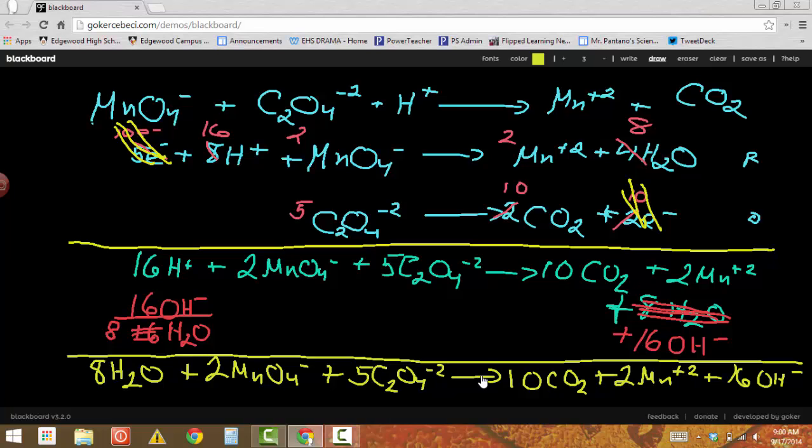Now it doesn't look right because, well, this reaction can't happen in base. Permanganate can't turn into Mn plus 2. If it's in base, it turns into MnO2, and it would give a different equation. But that's how it's done. So pretty straightforward. Just a reminder, go ahead and practice.